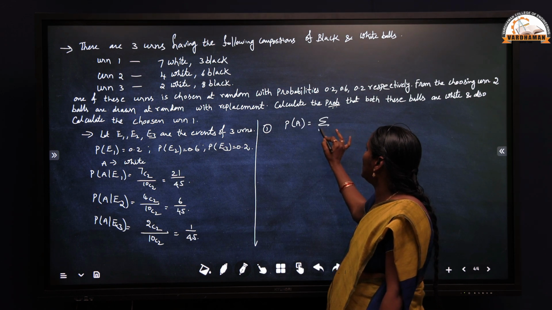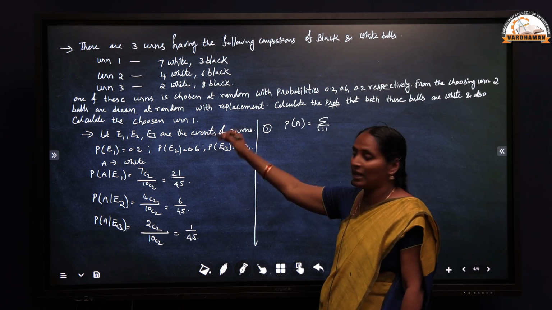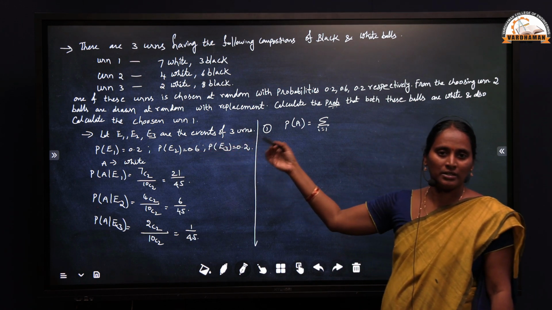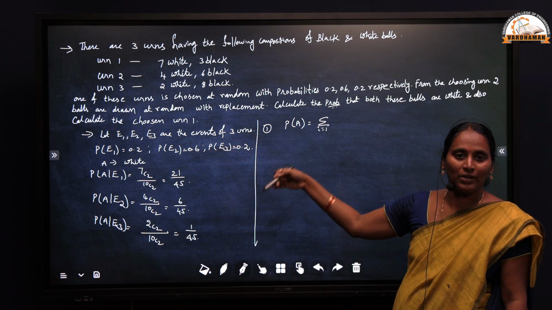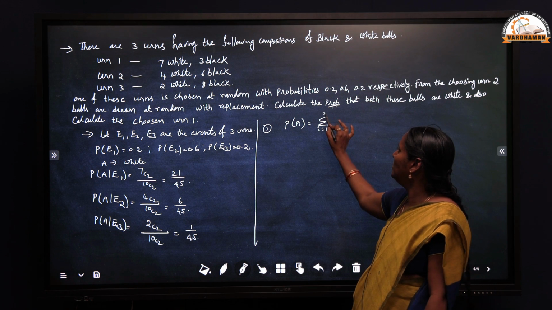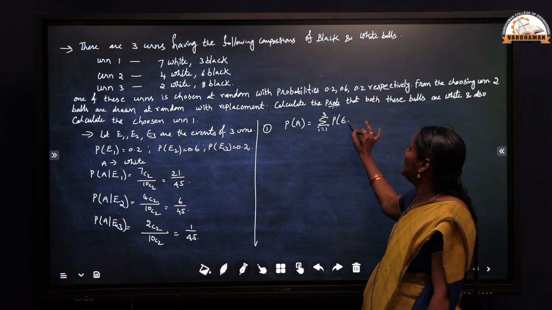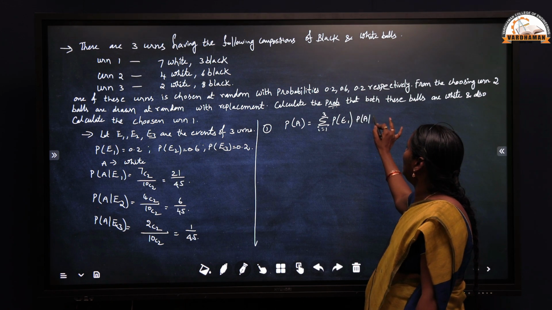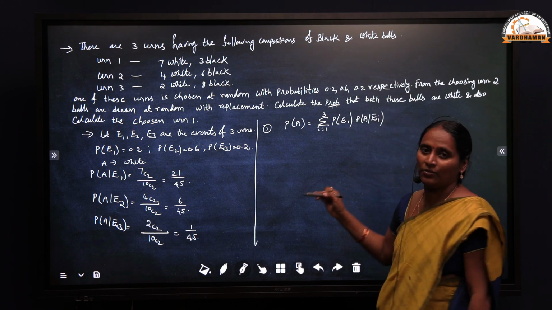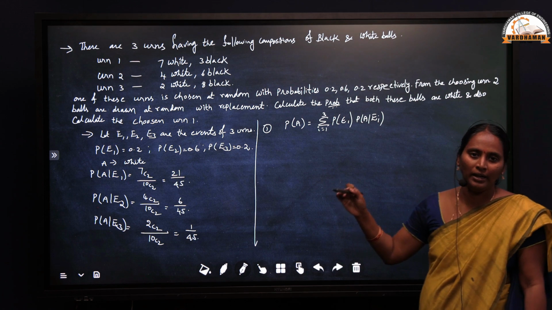Actually P of A is equal to the sum over how many elements? We have 3 urns, with different probabilities. So it will be summation I from 1 to 3 of P of EI into P of A given EI. You just expand this. I refers to the values 1, 2 and 3.